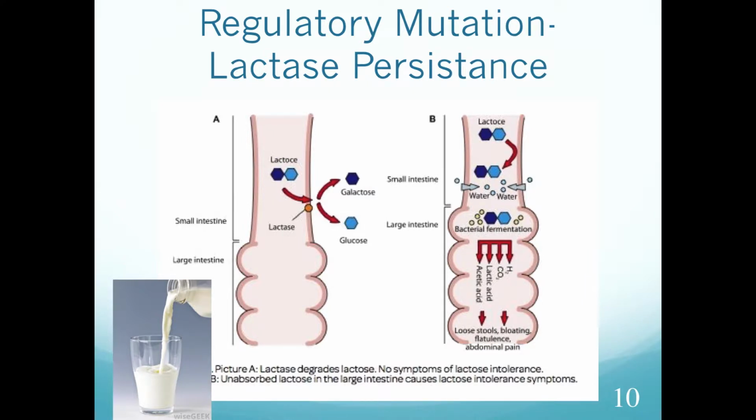Another example of a regulatory mutation would be lactase persistence. So lactase is an enzyme that is present in human babies which breaks down lactose in mother's milk. Once it breaks down lactose into component parts, galactose and glucose, these smaller sugars can then be absorbed. In the ancestral human population, lactase expression is turned off as the child matures. So an ancestral human adult who drinks milk is not able to break down lactose and will experience the unpleasant side effects of lactose intolerance.